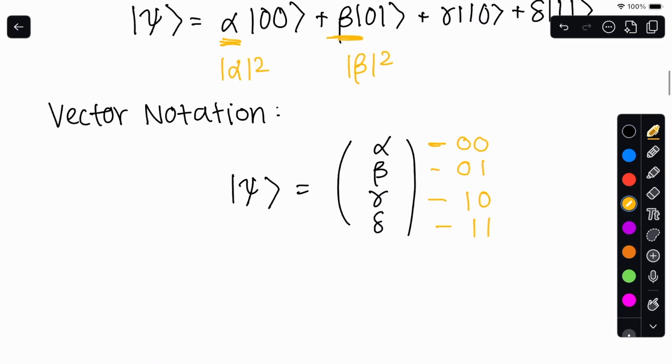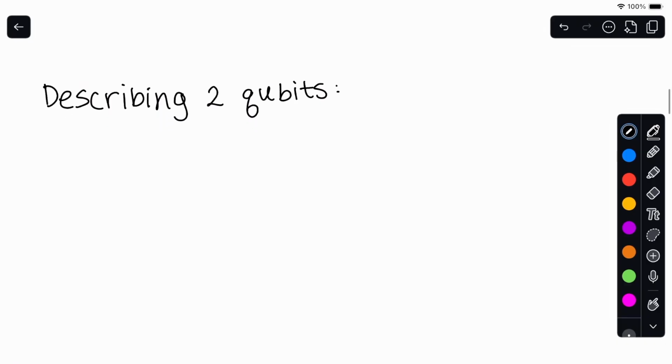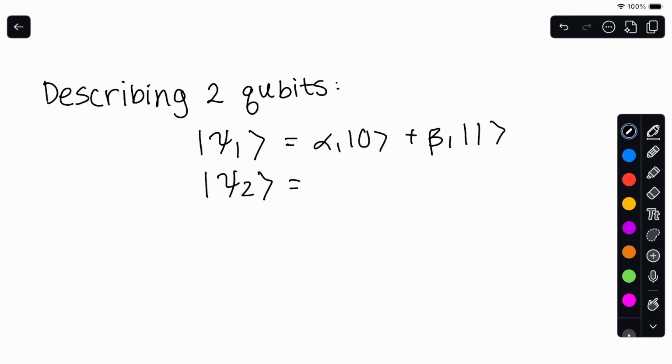So let's talk about where this comes from. We're talking about 2 qubits that are unentangled. So how do we describe 2 qubits? Let's say we have one, psi 1, which is alpha 1 |0> plus beta 1 |1>, and another state, psi 2, which is alpha 2 |0> plus beta 2 |1>. How do we construct that 4-component vector?